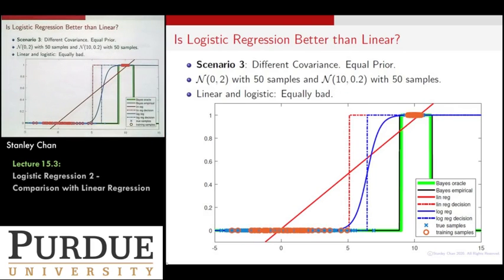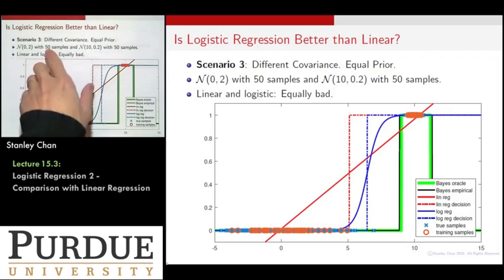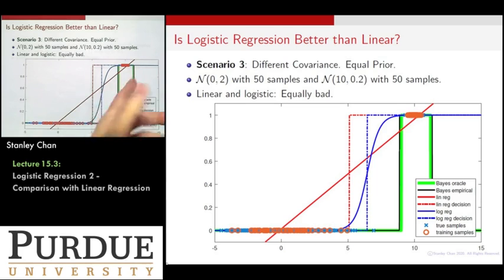Let us look at another case. This case says that we have two different covariance matrices. Then the Bayesian oracle, by definition, you have different covariance matrices. You should have a quadratic classifier. So that's the green line. And then if you run the Bayesian empirical, because of all these data points, you will be able to get a pretty good curve. Now, you run the linear regression model, and then you run the logistic regression model.